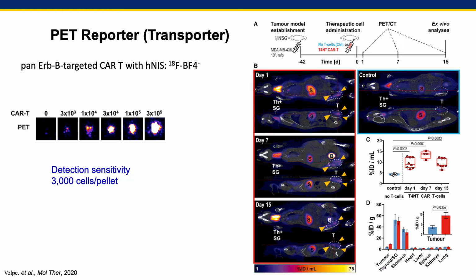Another preclinical example of using the human sodium iodide importer as a reporter. In this case, they use an 18F-labeled tetrafluoroborate as a probe, and they determined in an in vitro phantom study a detection sensitivity of 3,000 cells per pellet. Also, in their in vivo model, they were able to detect T cells infiltrating into the tumor, with higher uptake compared to a non-T cell injected model.